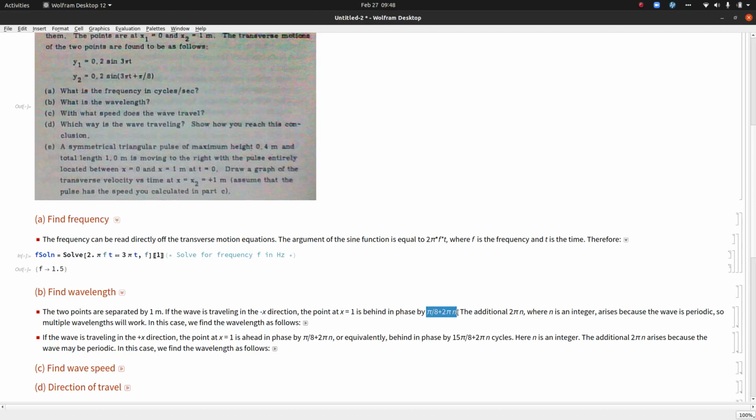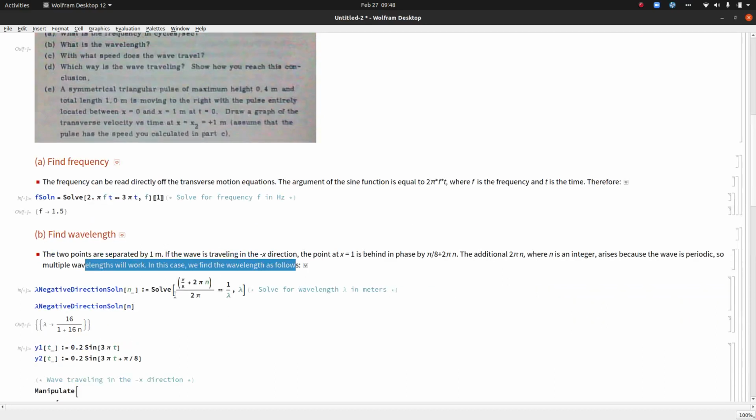Since it's periodic, the wave is going to repeat every 2 pi in phase. So we need to account for that here. We're just going to tack on a plus 2 pi n. Here, the n is an integer, and again, it arises because the wave is periodic. So we have multiple wavelengths that will work as a solution.